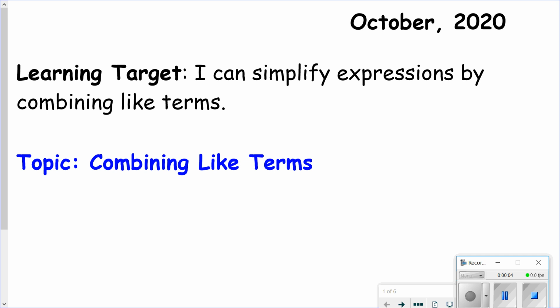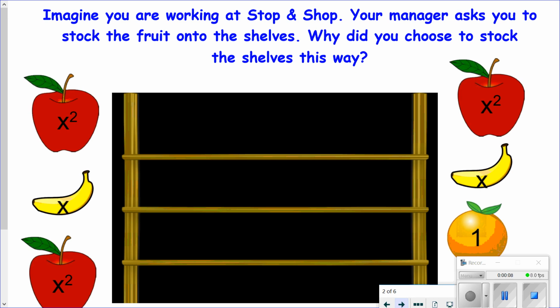Hi everyone. Today we're going to be combining like terms. Imagine you're working at Stop and Shop. Your manager asked you to stock the fruit onto the shelves. Why do you choose to stock the shelves this way?